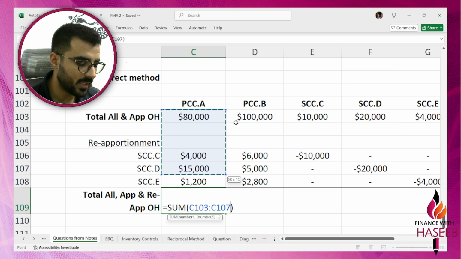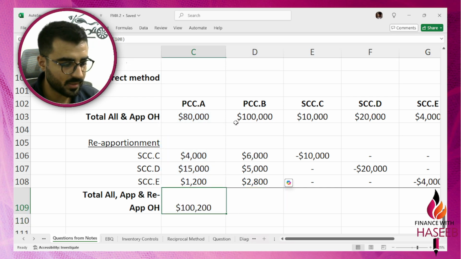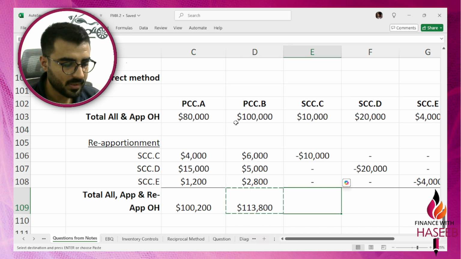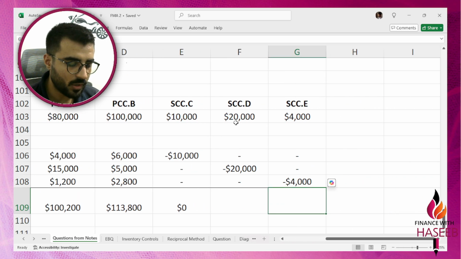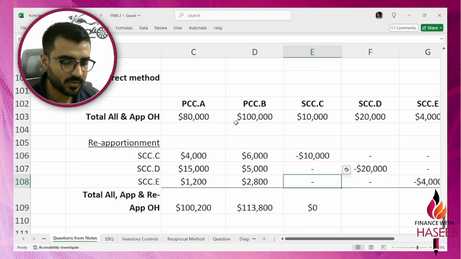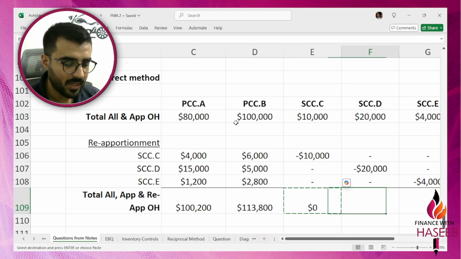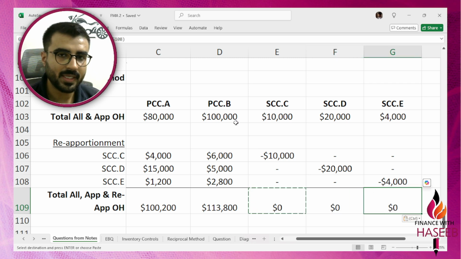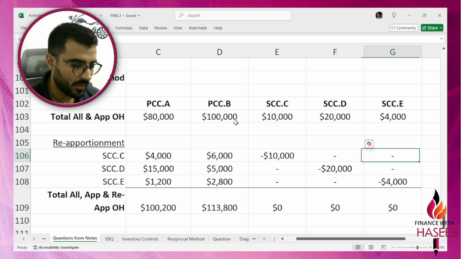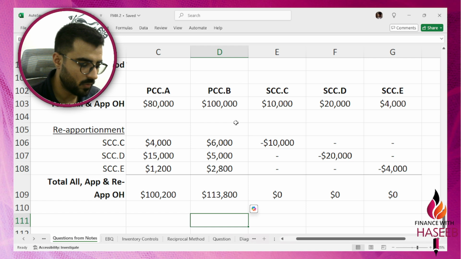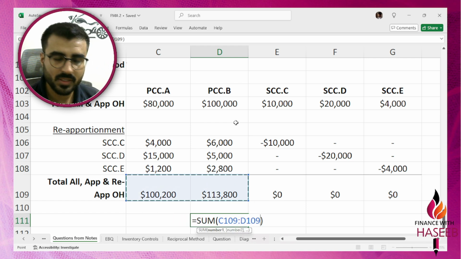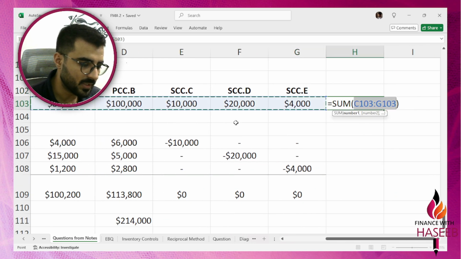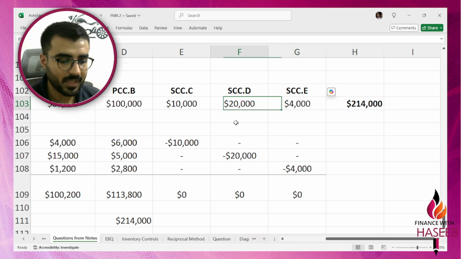So total overhead in production cost center A is 100,200 now, and in production cost center B it is 113,800. There is zero overhead now remaining on service cost center C, because 10,000 has been shared out between production cost centers, and also zero overhead in service cost center D, and service cost center E as well. And now let's total the overheads. So 100,200 plus 113,800, the total is 214,000. So let's add these figures. The answer here is also 214,000.